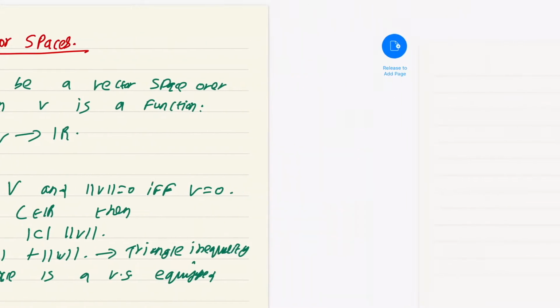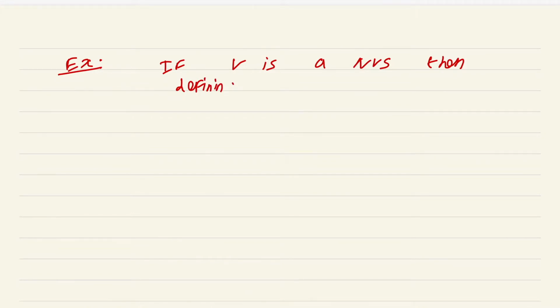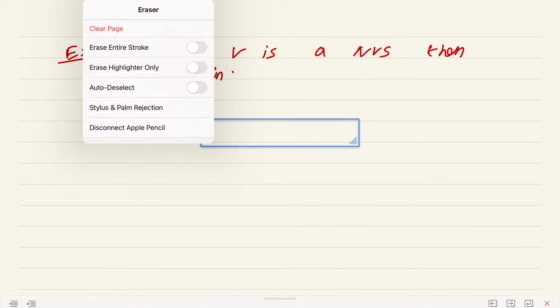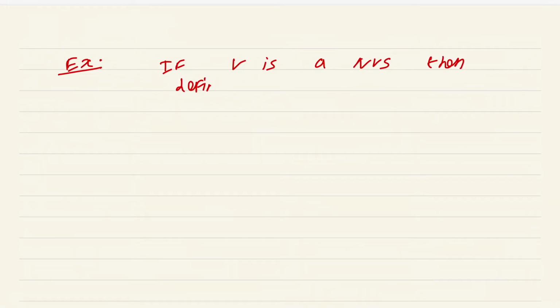Okay, so let me just immediately give you a very easy exercise. If V is a normed vector space, then define d(x,y) by definition to be norm x minus y is a metric on V.